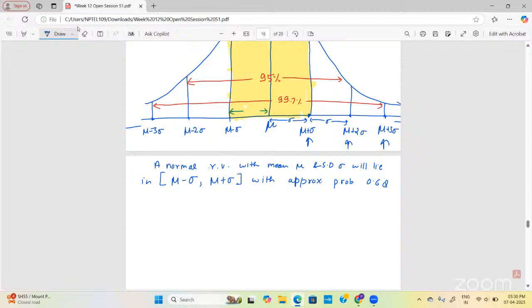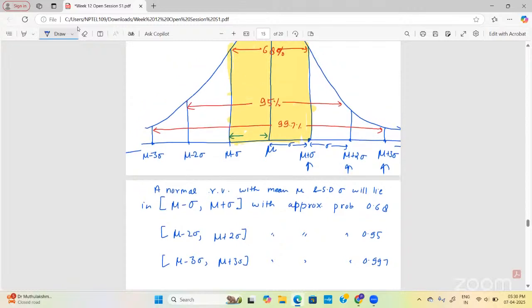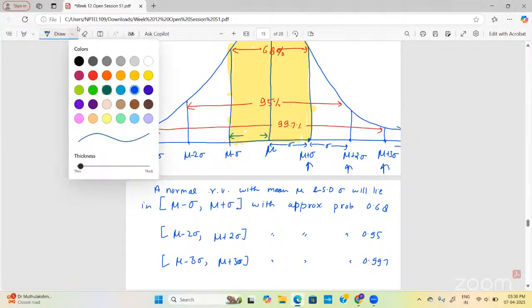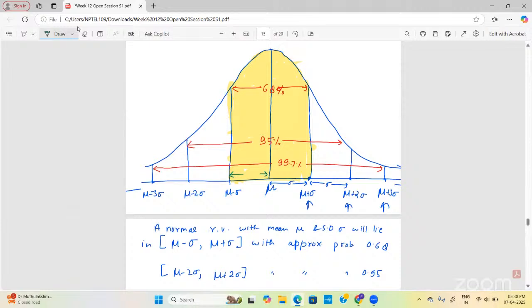Similarly, for mu minus 2 sigma to mu plus 2 sigma, the approximate probability is 0.95. Similarly, for 3 standard deviations, mu minus 3 sigma to mu plus 3 sigma, that will be 0.997. Do you agree with these points? Then I will move forward. Yes.